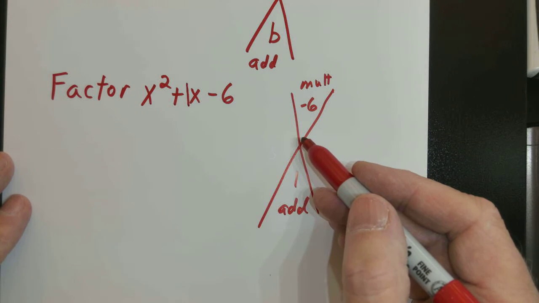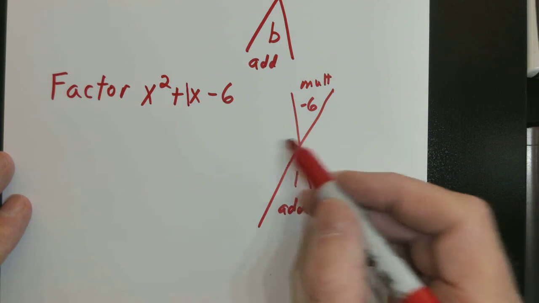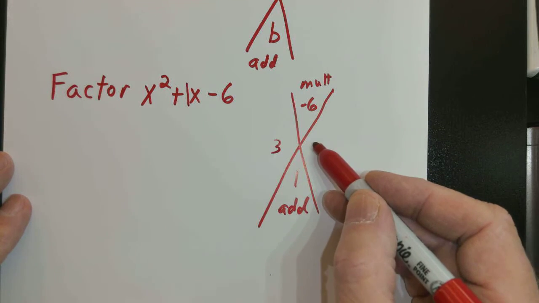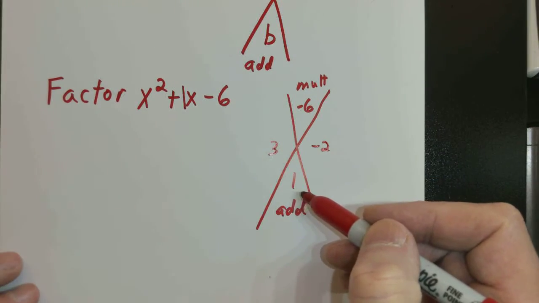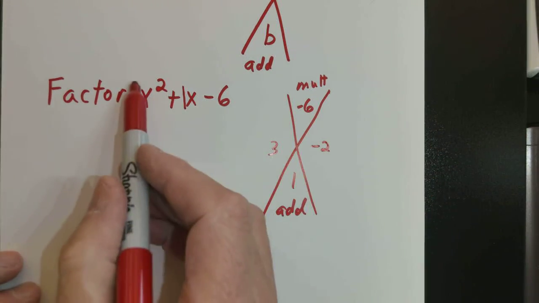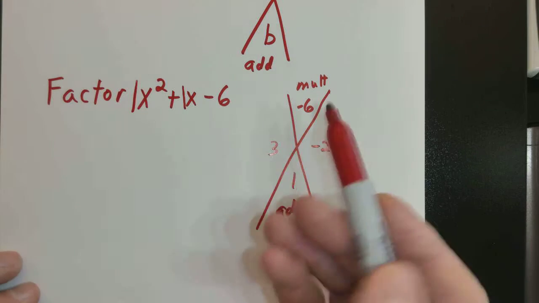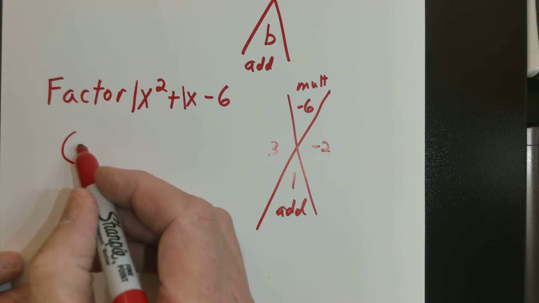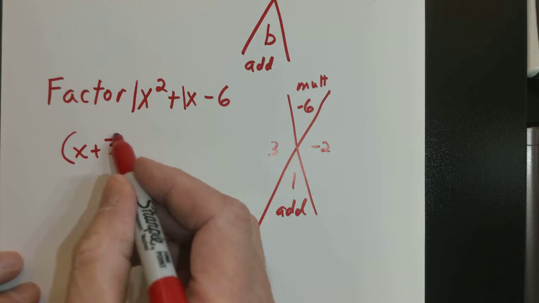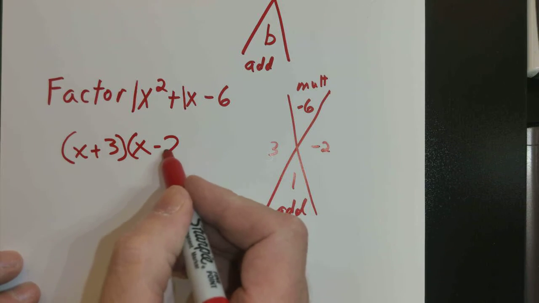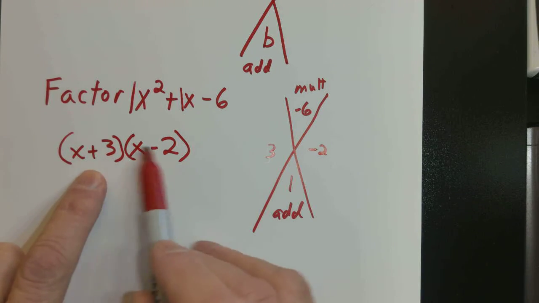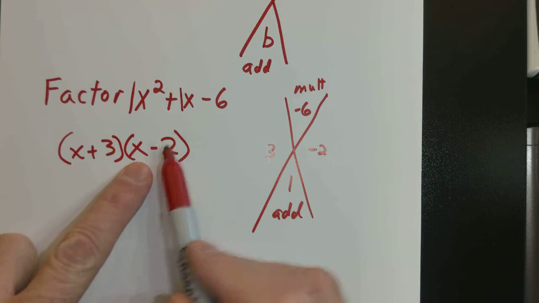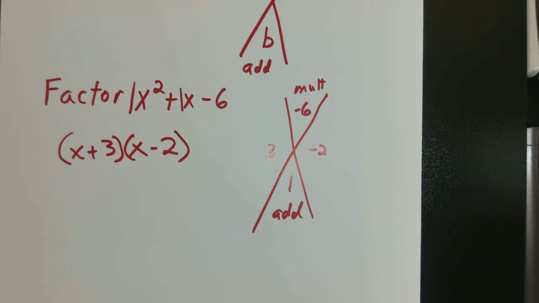Thoughts? Pete? 3 and negative 2. 3 times negative 2 is negative 6. 3 plus negative 2 is 1. If you do that, this only works if the coefficient is 1 out here. You can go straight to your factored form. This is a binomial times a binomial. That's what it means up there with binomial factors.